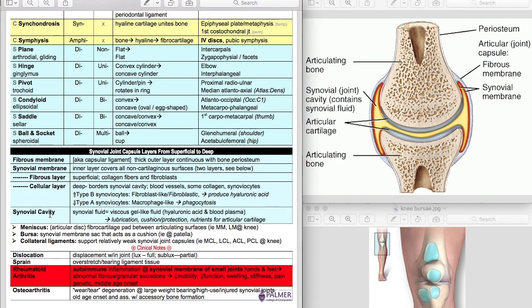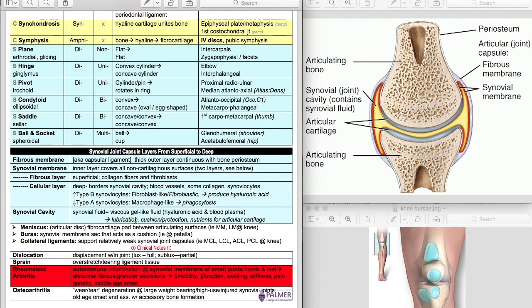So then the most central, technically, or the deepest layer of the synovial joint capsule is going to be the synovial cavity. And this is just a pocket of synovial fluid. Synovial fluid is a viscous, gel-like fluid that lubricates your joints, and it's comprised of hyaluronic acid and blood plasma. Blood plasma is basically liquid filtered out of your blood, so there's not going to be any red blood cells in there. It shouldn't be. It's just the liquid plasma part of your blood.